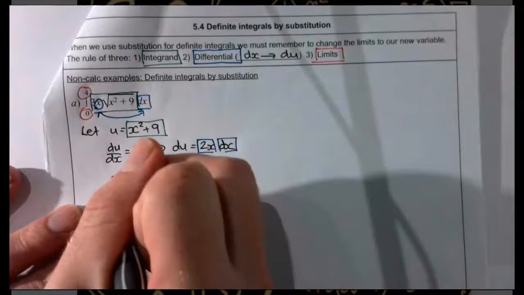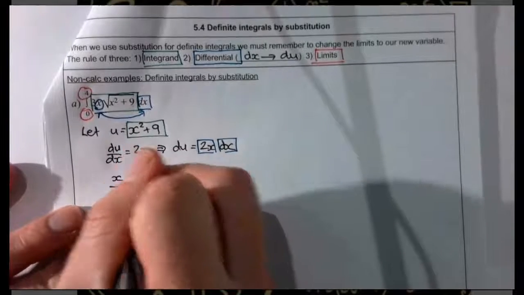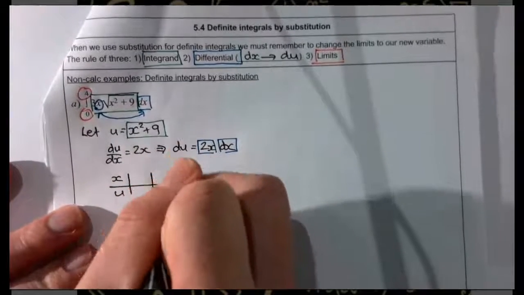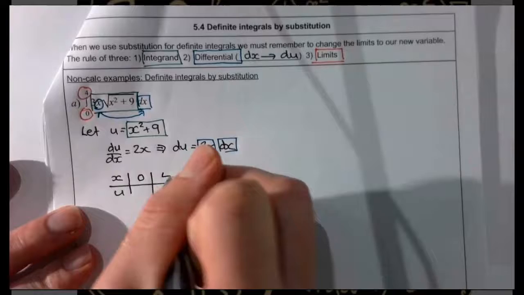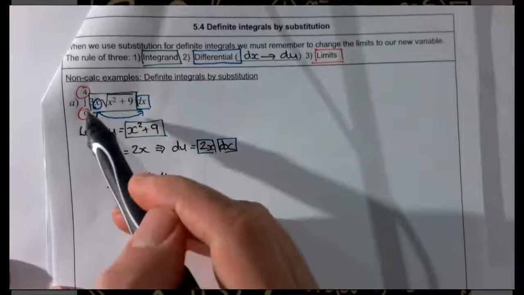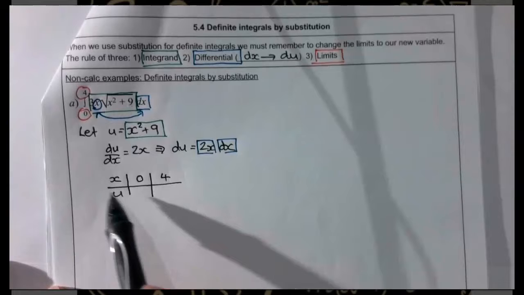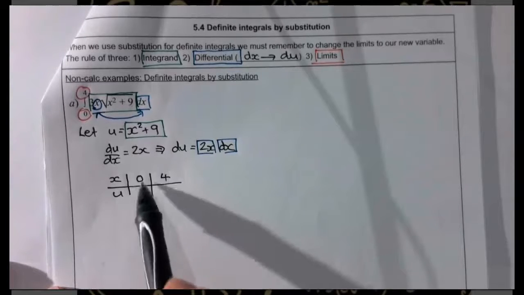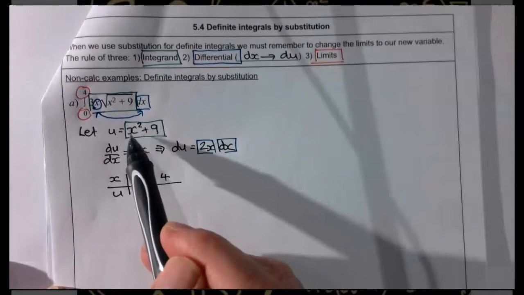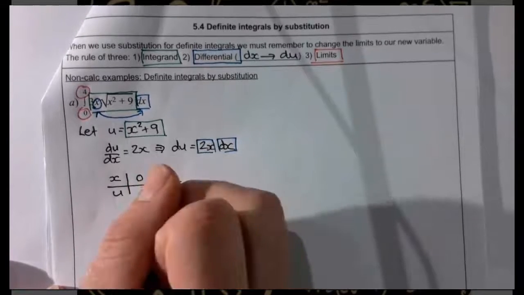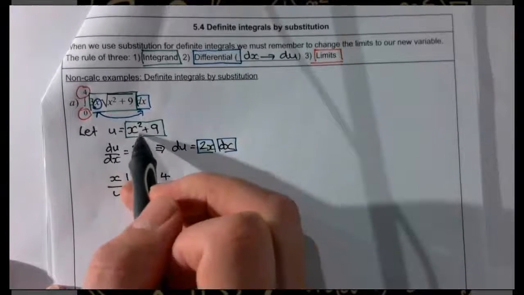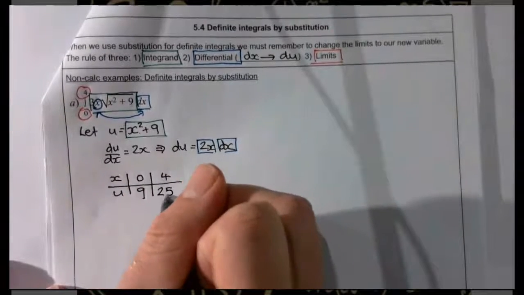The way we do that is we just do a very simple table. We look at the values of x that we're interested in, which in this case is 0 and 4. And we just think, well, what is the value of u when x is 0 or 4? So we substitute in x equals 0. 0 squared plus 9 is 9. We substitute in x equals 4. 16 plus 9 is 25.